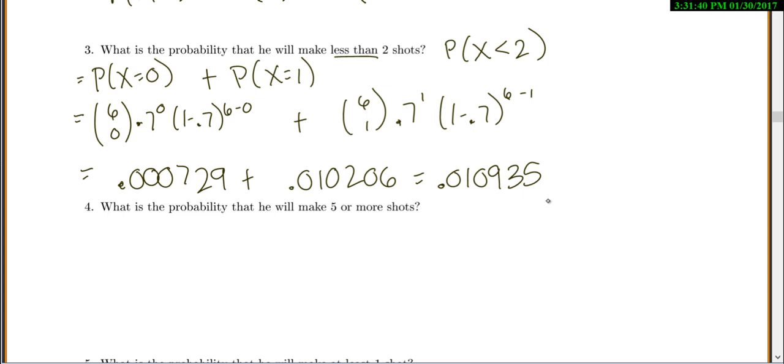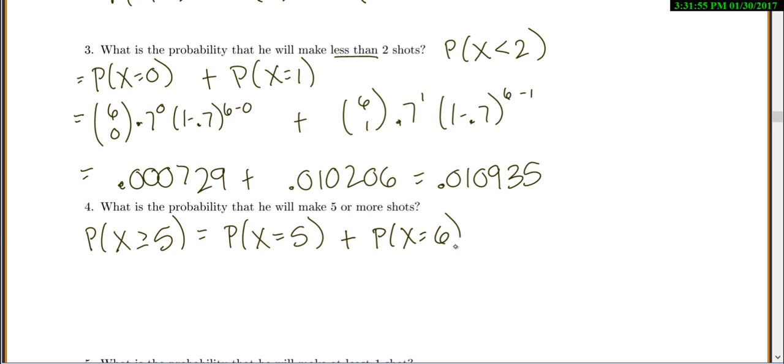Okay, and the probability that he will make 5 or more shots. So now we're looking for the probability that x is greater than or equal to 5. So 5 or more. In our case, that would be the probability that x equals 5, or the probability that x equals 6, or we will do an add, because we're talking about an or, so he needs to make 5 or 6 shots. So let's just plug those numbers in.